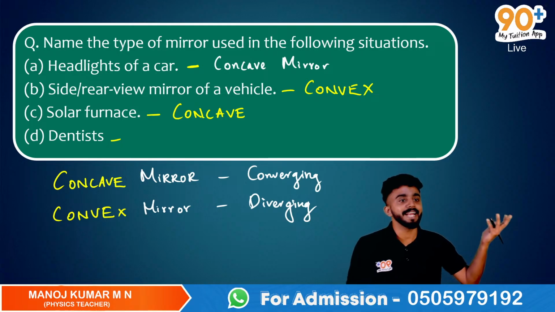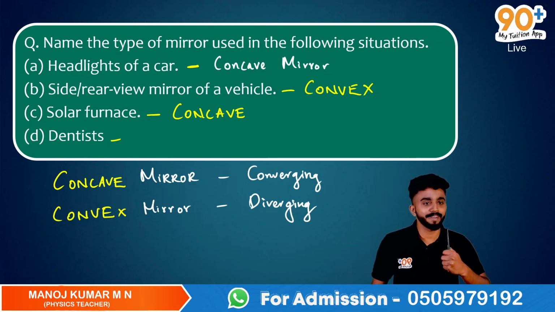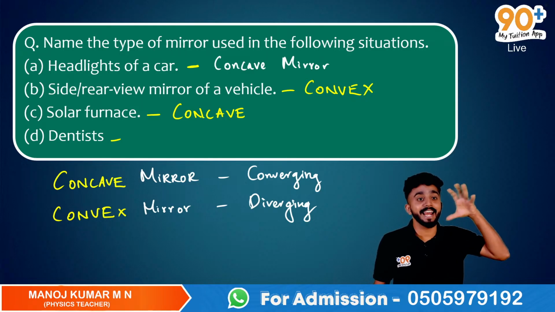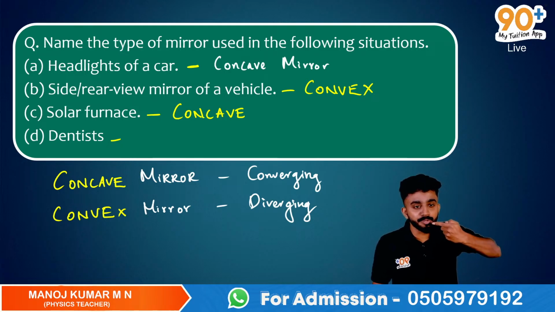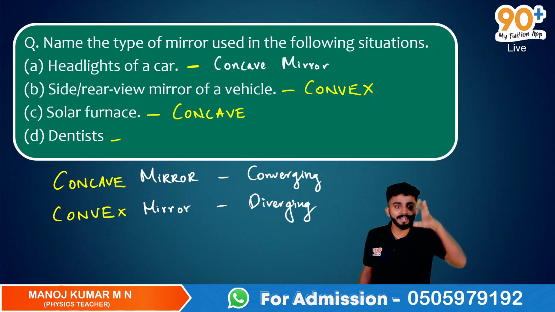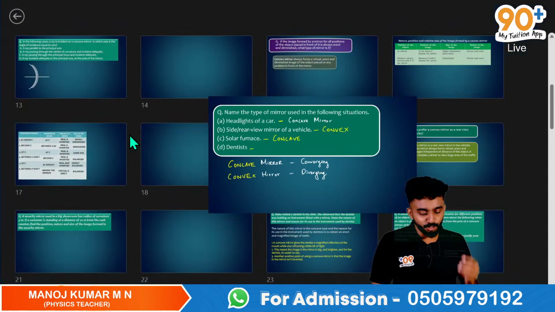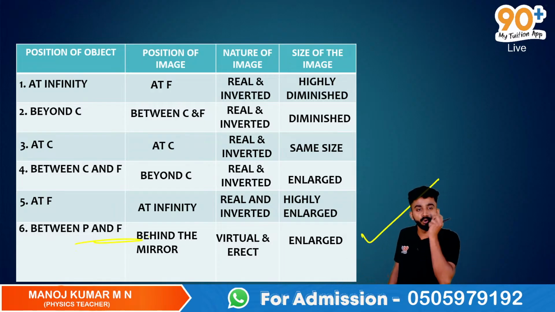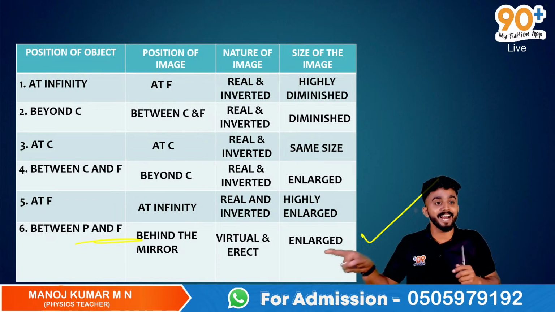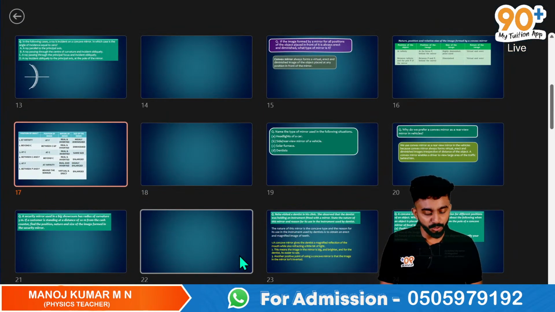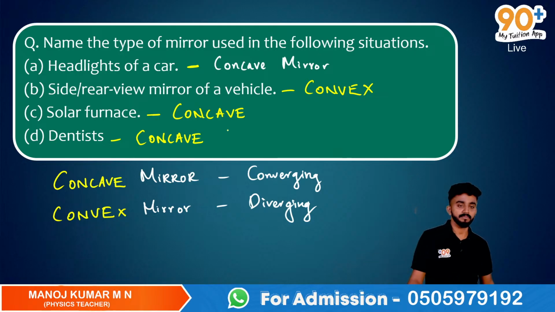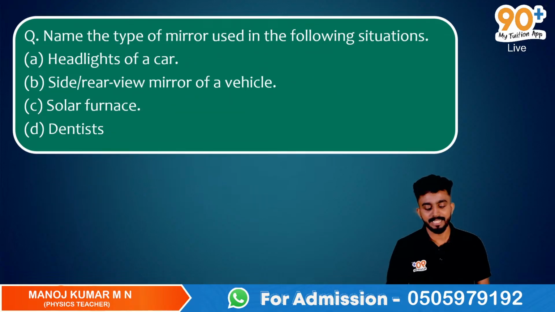Yes, in the case of dentist mirror, everyone knows, right? Dentist will be focusing on each and every tooth, right? So we should get an enlarged image if we keep the mirror close to our teeth. So guys, do you remember in the case of concave mirror, there is a last case. If you keep the object between P and F, that is close to the mirror, we'll get an enlarged image, isn't it? So we should use a concave mirror in the case of dentist. Dentist will use a concave mirror. Got it? So I hope you remember all these examples.